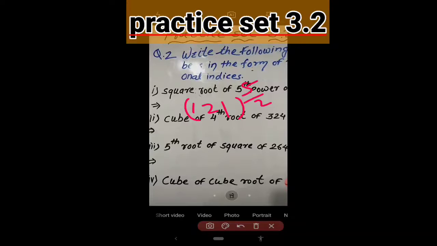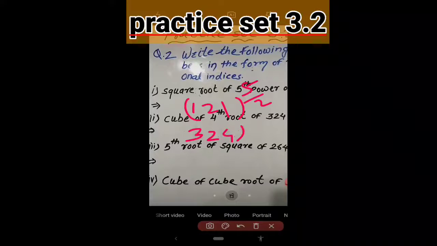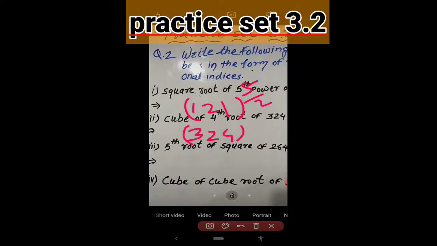Okay. Now the second question is cube of fourth root of 324. Cube means the power is 3. Fourth root means the denominator of that rational index is 4. Numerator is 3 and denominator is 4, means 324 to the power 3 upon 4. 3 is a cube and fourth root means 4 at the denominator.